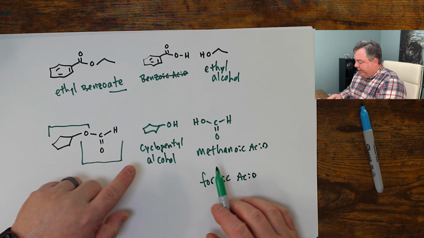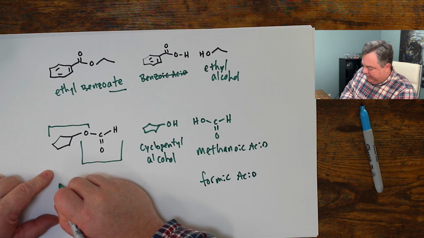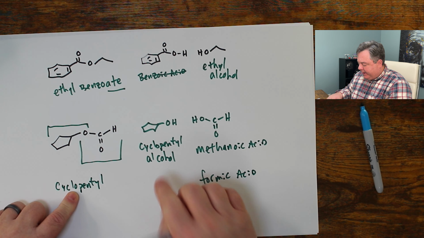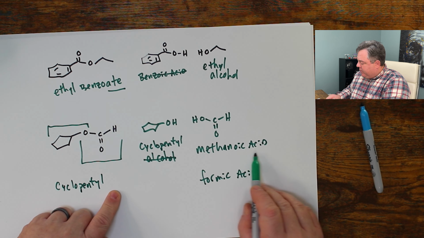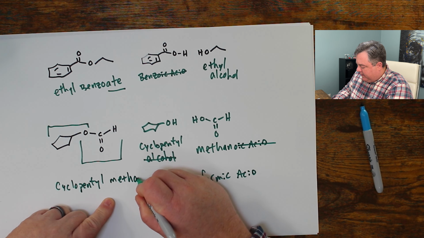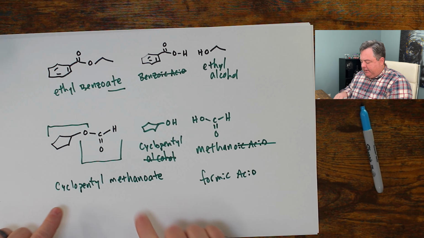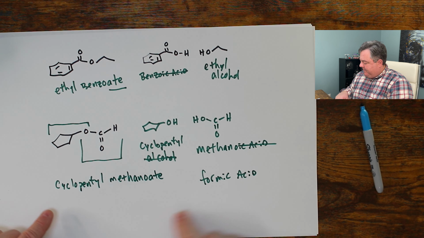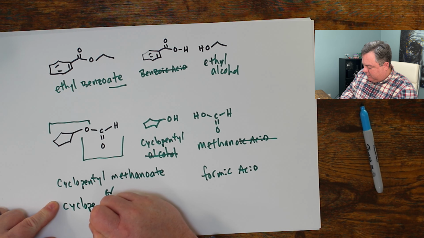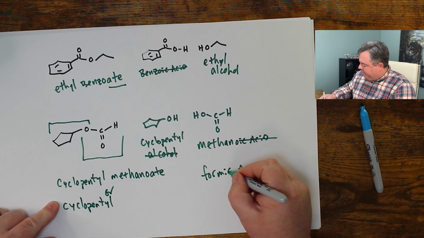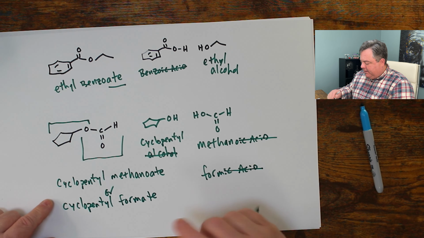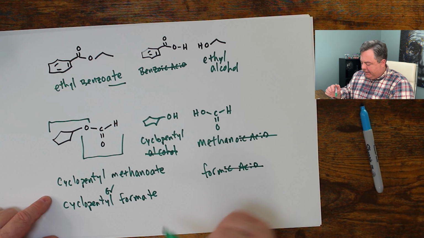So I can name it two different ways. The IUPAC name would be cyclopentyl. Name the alcohol first. We drop the alcohol part. And then we go to the carboxylic acid, lop off the ic acid. So it would be methanoate. Cyclopentyl methanoate. Or the common name would have been cyclopentyl formic acid, lop off the ic acid. We call that formate. So a methanoate or a formate, same thing.